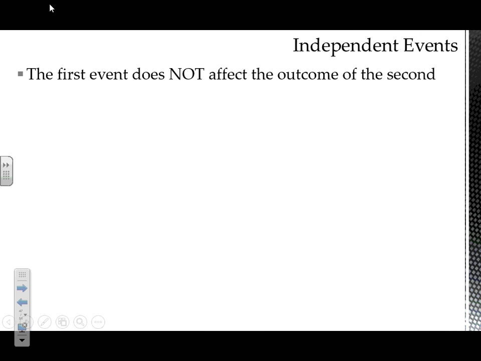Independence. Two events are considered to be independent if they do not affect one another. So knowing the outcome of the first event will not affect the outcome for the second event. So when we talk about independence in words, this is what our definition looks like. The first event does not affect the outcome of the second.